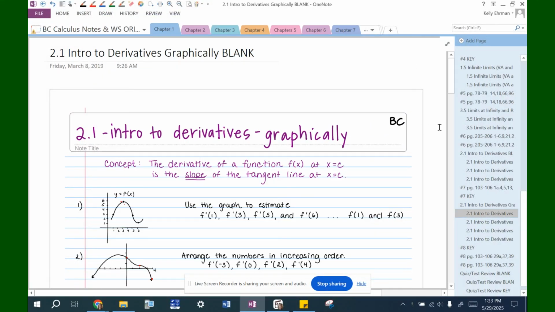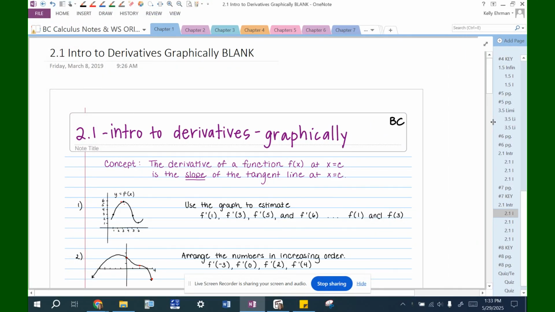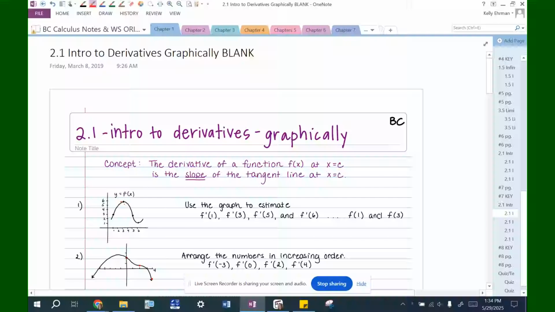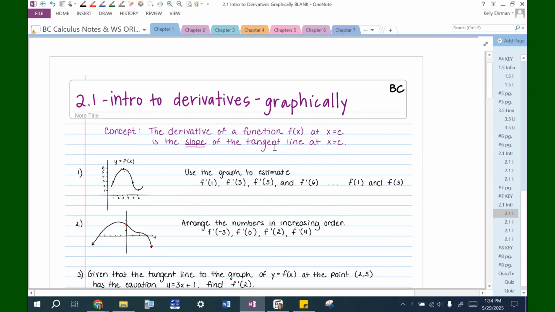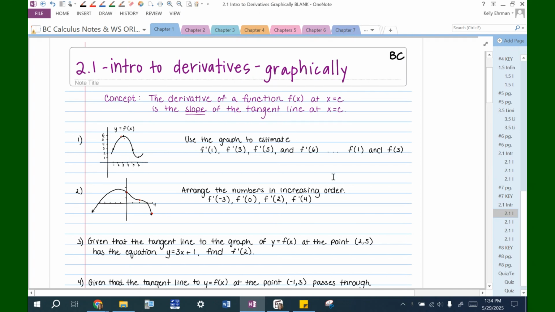All right, so this is day 2 of our introduction to derivatives. Now we're going to look at things graphically. We talked about yesterday how the derivative of a function f of x is the slope of the tangent line at c. So now we want to do some investigations comparing slopes, basically. Use the graph to estimate f prime of 1, f prime of 3.